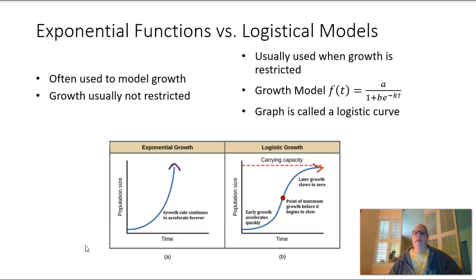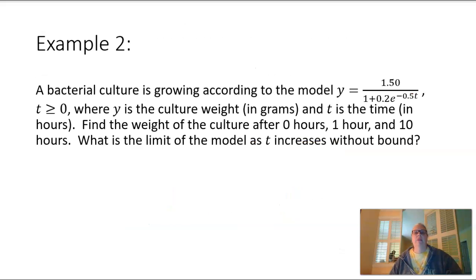Okay, alright, so we use the logistic model when growth is restricted. Here's what our model looks like right here. We've got f of t equal to a divided by 1 plus b times e to the negative kt power, and this particular graph is called a logistic curve.